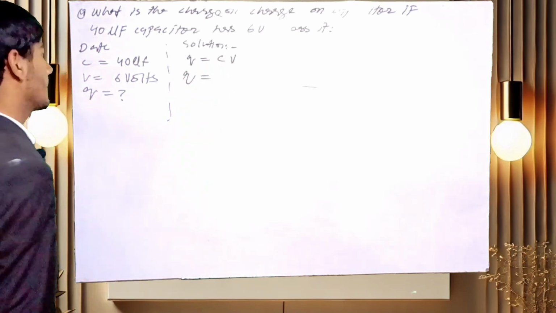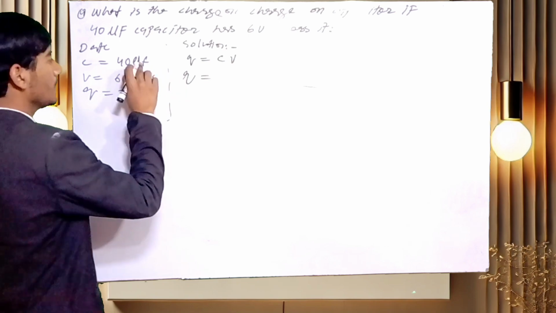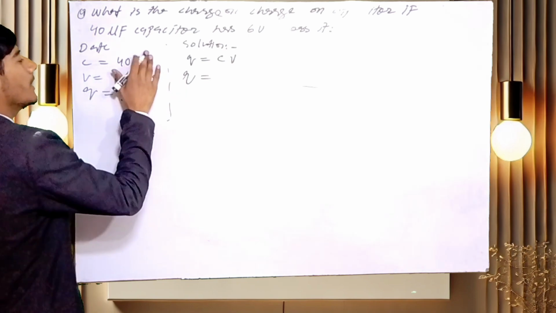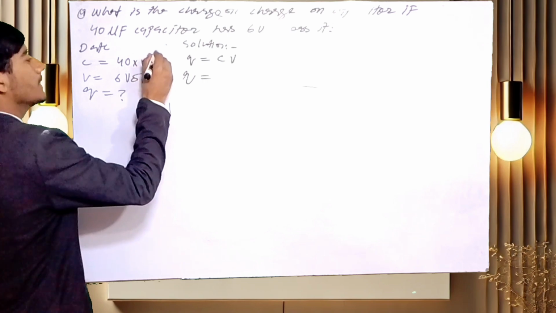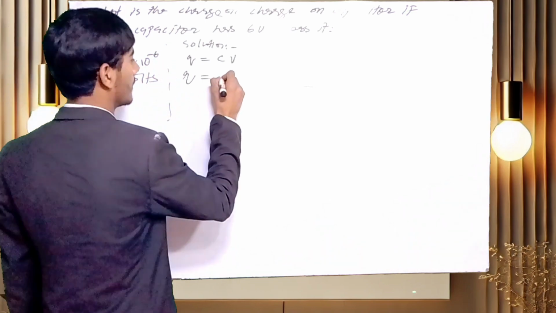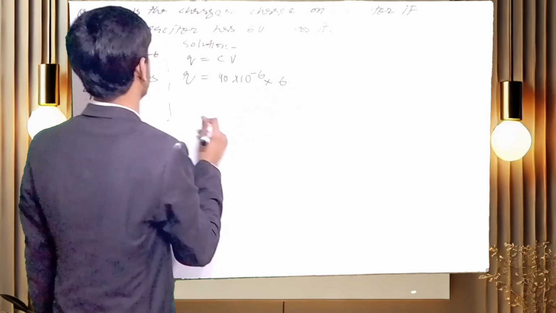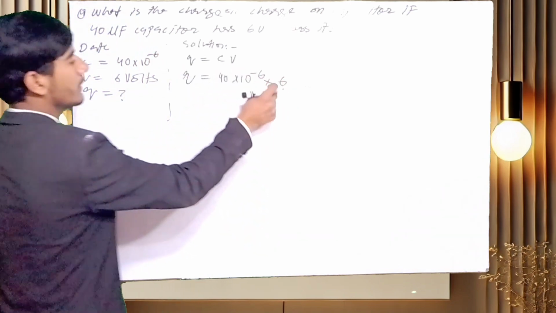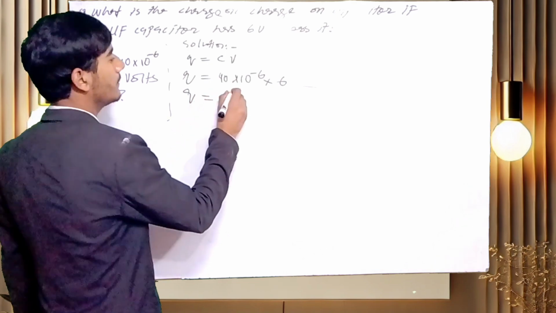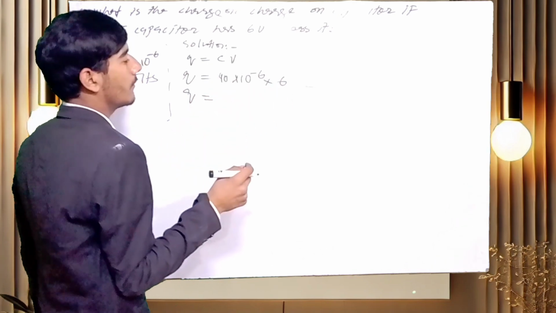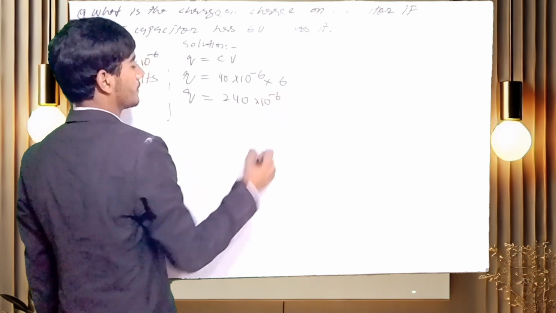What is the capacitance? Capacitance is equal to 40 microfarad. You know that 40 will be converted into micro. Micro is equal to 10 power minus 6 and volt will be same. 40 multiplied by 10 power minus 6 multiplied by 6. Volt is equal to 6 and capacitance is equal to 40 into 10 power minus 6. Q is equal to 40 multiplied by 6, 240 into 10 power minus 6.